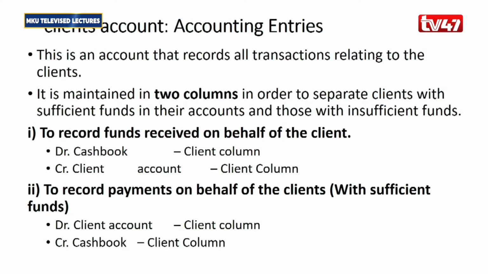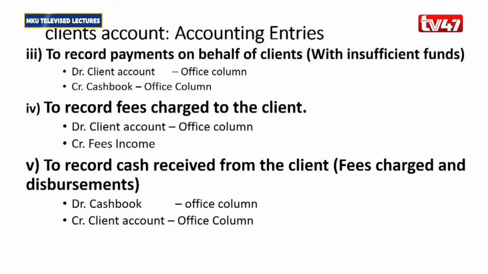of course, they will be debiting. When you debit the client account, the client column, you'll be reducing the money that you have in the client's account. And of course, you'll be crediting the cash book on the client column. Then, next, we shall look at the third transaction that can also be done.